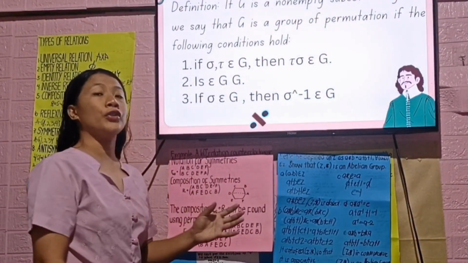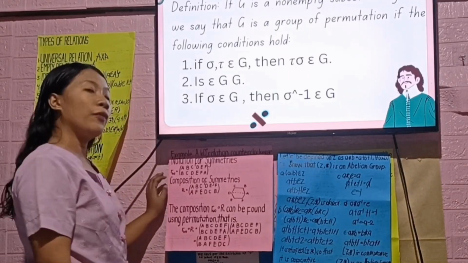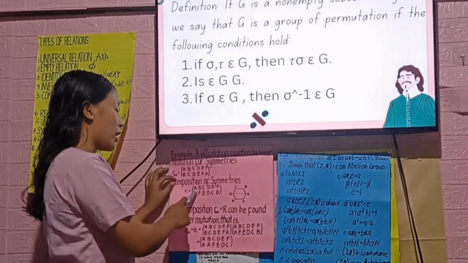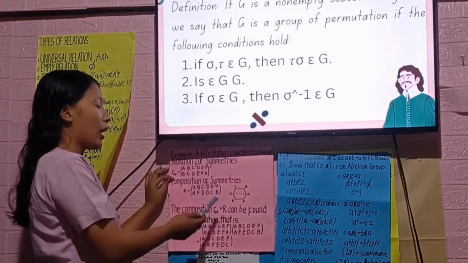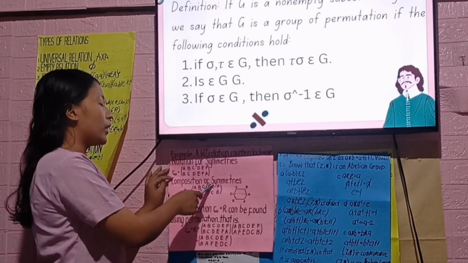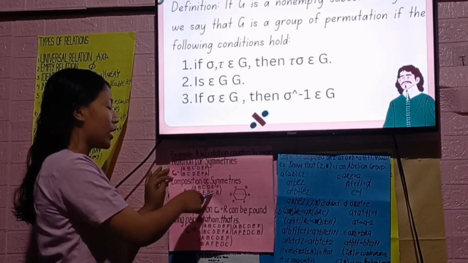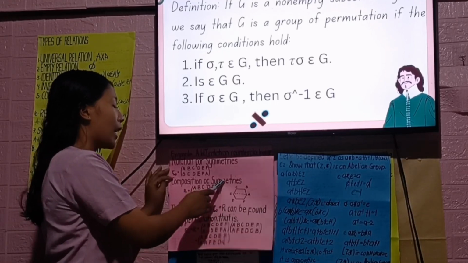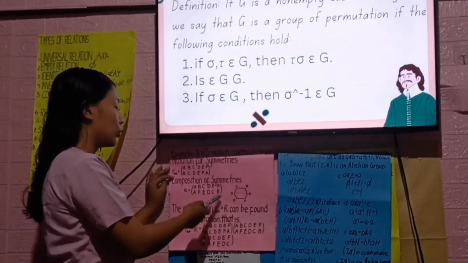So the reflection through vertex A, in table form, takes A and sends it to A, takes B and sends it to F, takes C and sends it to E, takes D and sends it to D, takes E and sends it to C, and takes F and sends it to B.